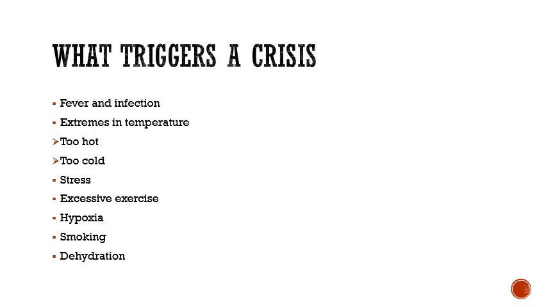So what triggers a crisis? A crisis can be triggered by fever and infection, extremes in temperature, such as being too hot or too cold, stress, excessive exercise, hypoxia, smoking, and dehydration. All of these things can compromise oxygen and put more stress on the body, which will trigger that sickling shape in the red blood cells.